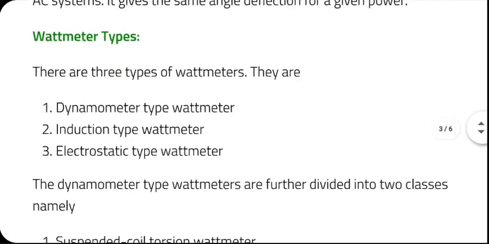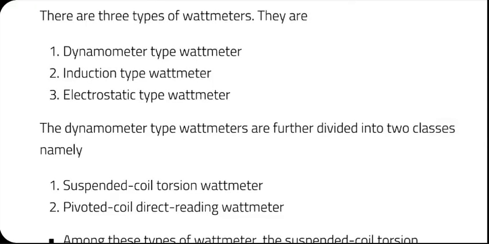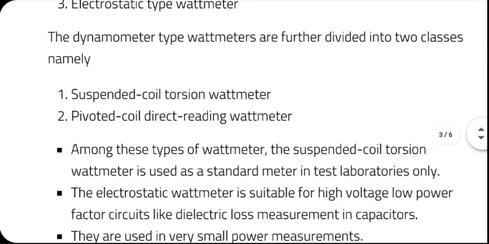Now, what are the various types? At least remember the names. The principles of operation are very different in each case. Dynamometer type wattmeter is the one we have been looking at. It uses a galvanometer. Induction type is slightly different. It uses the principle of induction. Let's put it this way, I'm not going to confuse you by giving too much detail. Electrostatic type is very different. It uses a different method to measure power. And there are a lot of mechanical details in terms of how the coil is suspended, etc.